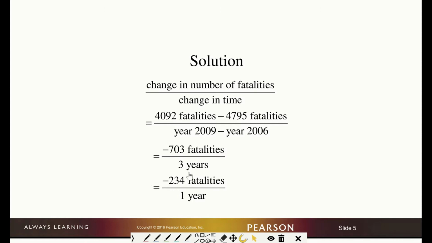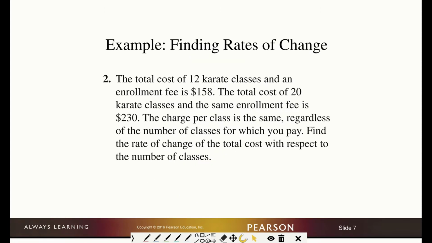So they've been going down on average 234 per year. All right, so here we have another rate of change problem. Find the total cost of 12 karate classes and an enrollment fee is $158. The total cost of 20 karate classes and the same enrollment fee is $230. The charge per class is the same, meaning that enrollment fee regardless of the number of classes for which you pay. Find the rate of change of the total cost with respect to the total number of classes.